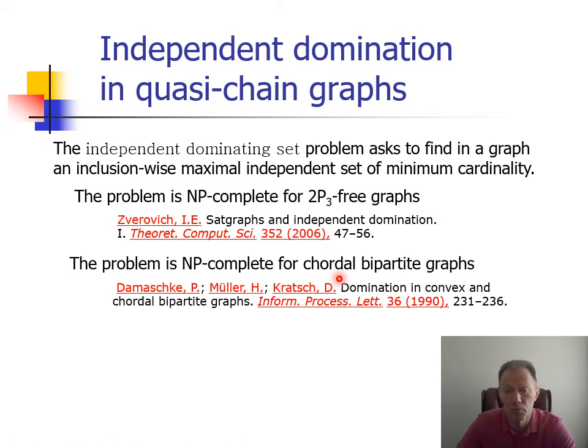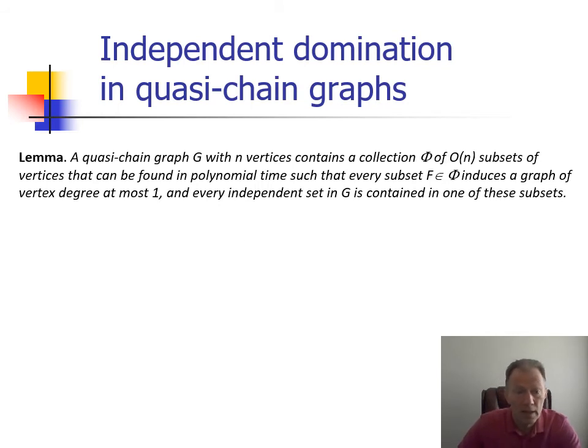The independent dominating set problem is also NP-complete for bipartite graphs and even ordered bipartite graphs. And now we show that the problem admits a polynomial time solution in the intersection of these two classes, and even more generally in the class of quasi-chain graphs. A solution is based on a technical lemma which states the following. A quasi-chain graph G with n vertices contains a collection phi of O(n) subsets of vertices that can be found in polynomial time, such that every subset F in this collection induces a graph of degree at most 1, and every independent set in the graph G is contained in one of these subsets.